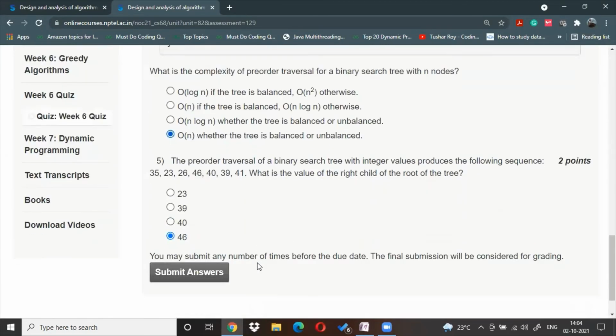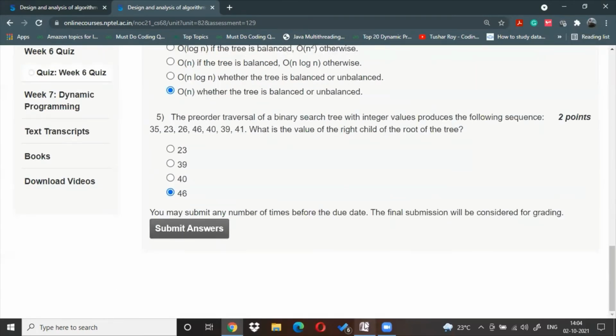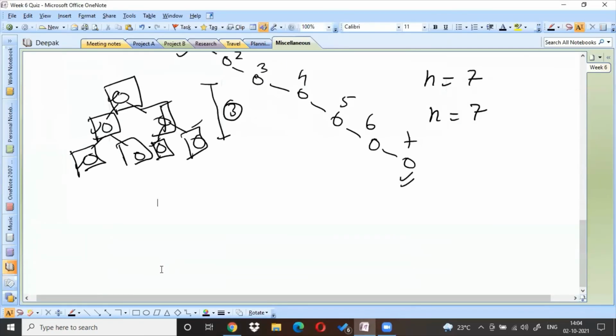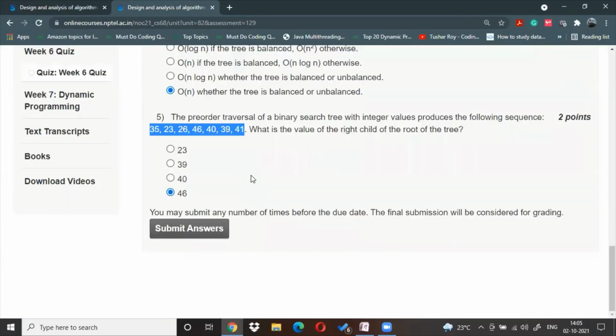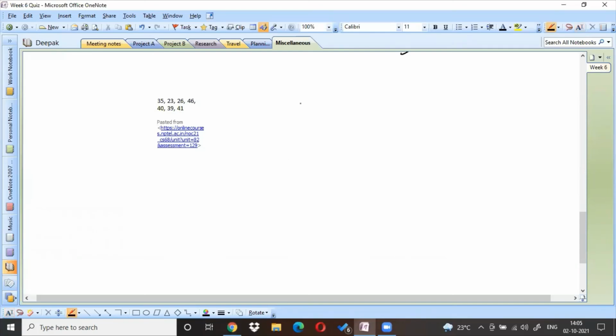Now, the fifth question is actually very interesting. It sounds very interesting to me. It says that you are given a pre-order traversal of a binary tree with integer values produced in the following sequence, and you need to tell what will be the right child of the root of the tree. Right, now let's first understand what this particular statement says. Let me just take these values. So we are given these values and we have to compute the pre-order traversal of the binary search tree and find out what is the right child of it. Okay, so let's first understand again what a pre-order traversal is.